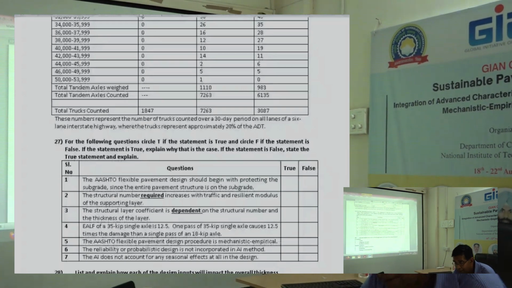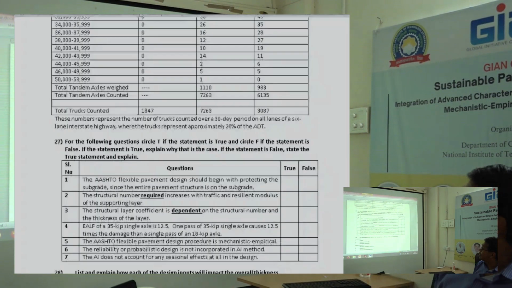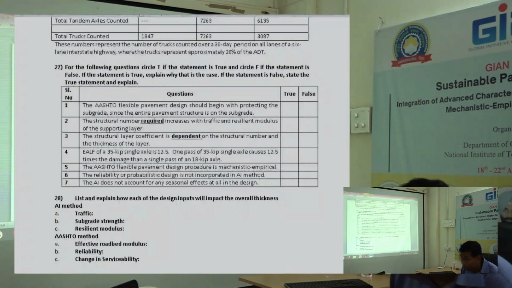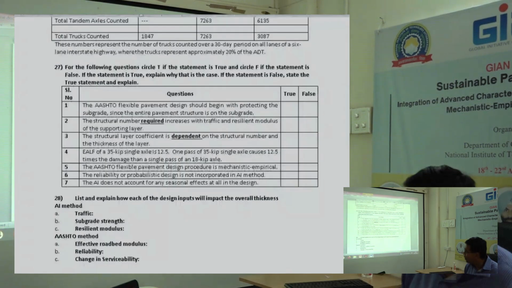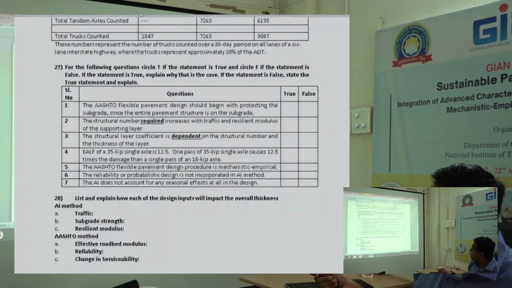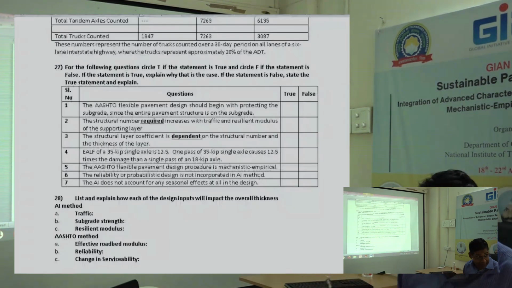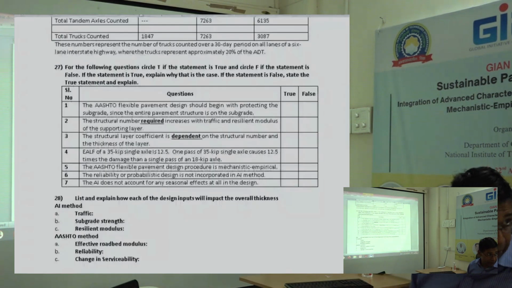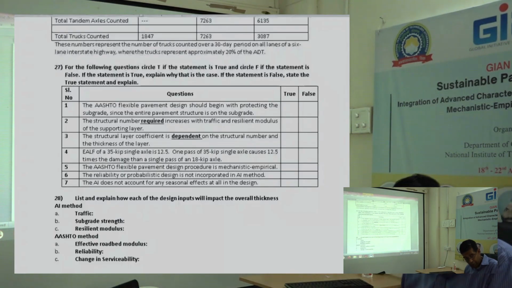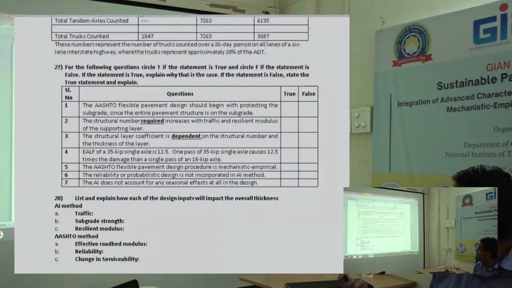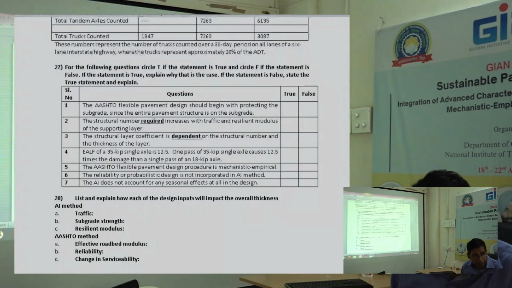All right, let's look at this. This is the fun one. I guess you all have to try this, okay? Think and tell me. List and explain how each of these design inputs will impact the overall thickness, assuming everything else is a constant. You understand the question? So if I increase the traffic, everything else being constant, will my thickness go up or down? That's my simple question. It will increase. If traffic goes up, thickness will increase.